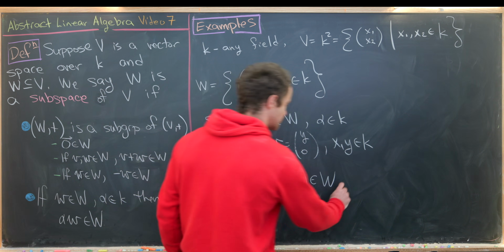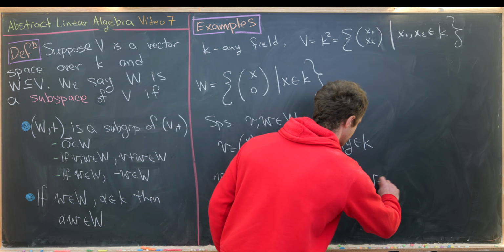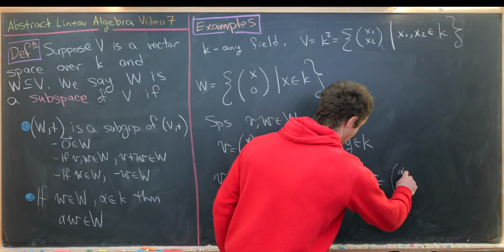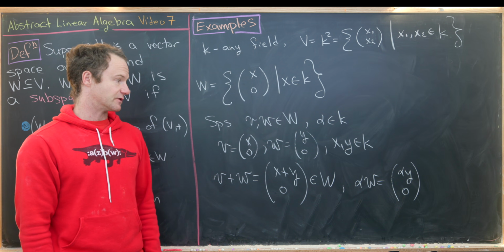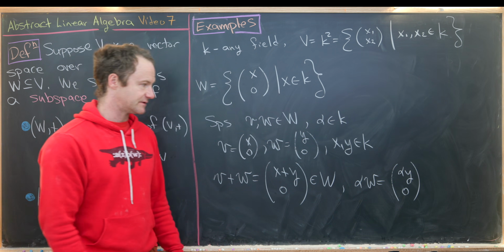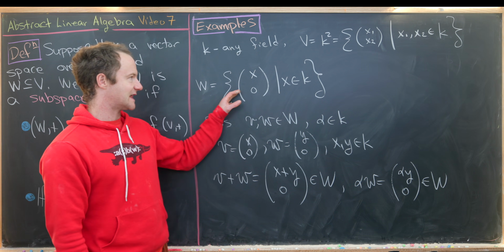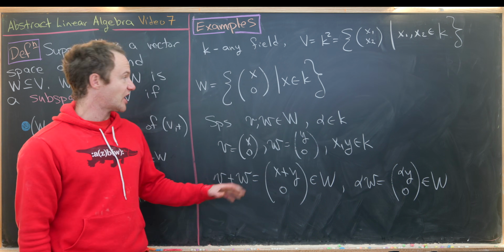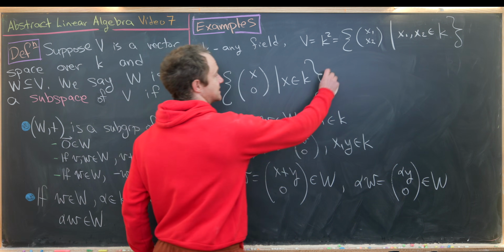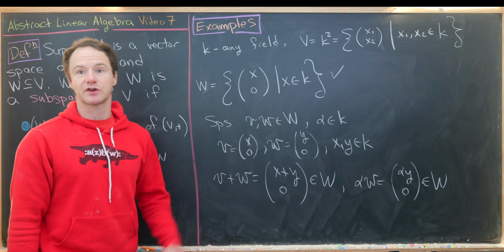And then we can also check that alpha times w will be equal to (alpha y, 0), because anything times 0 is 0, so alpha times 0 is 0. But that's in W as well because it has this shape. So this fact right here and this fact right here check that this is definitely a subspace. Okay, let's look at another example.